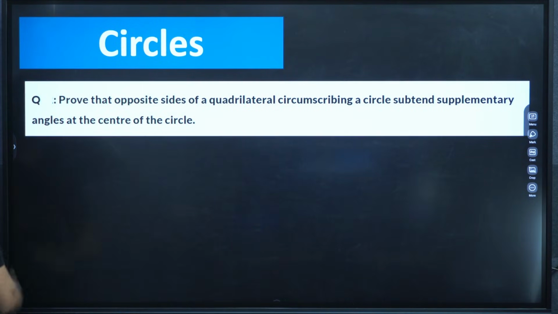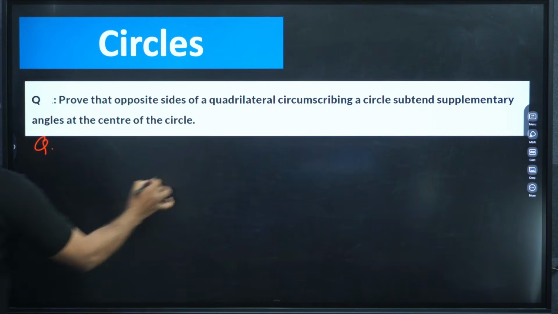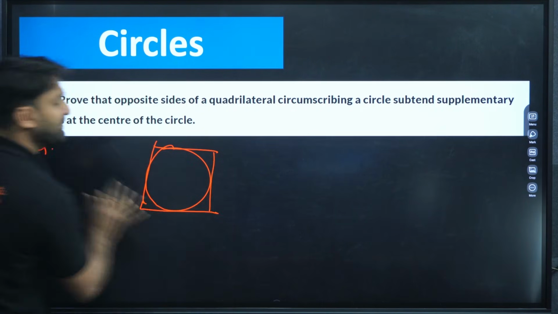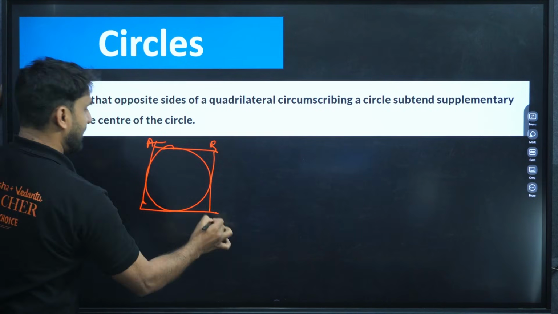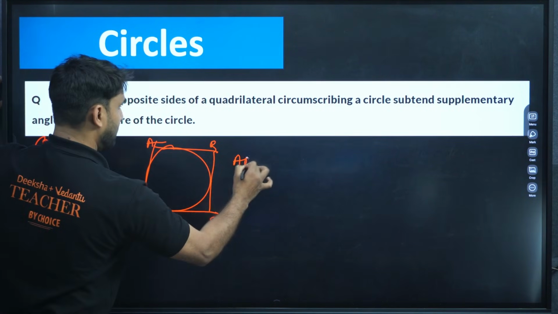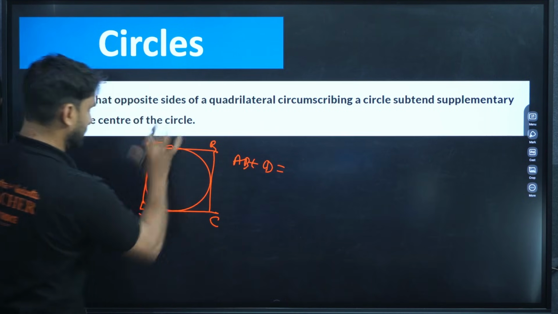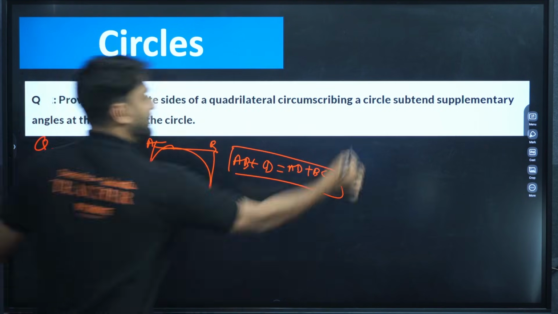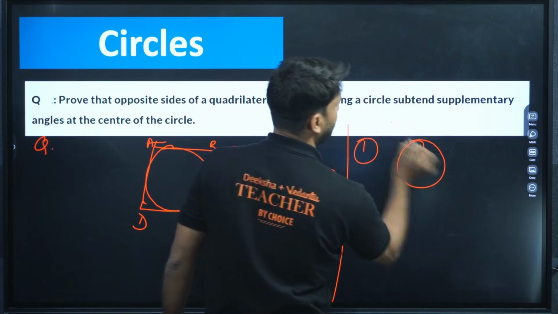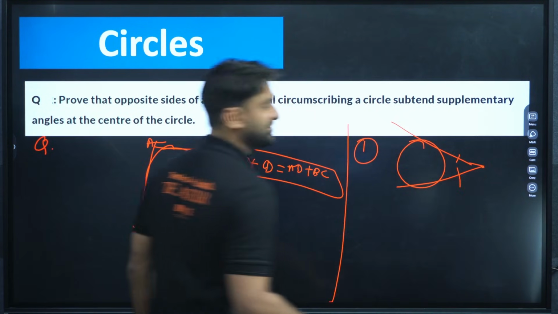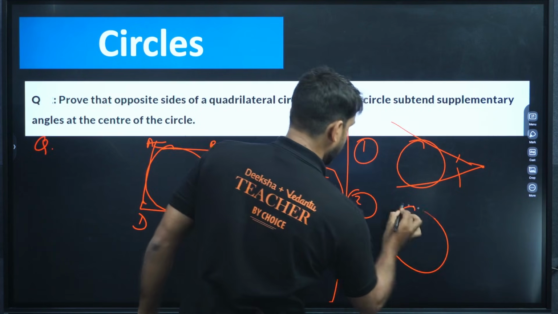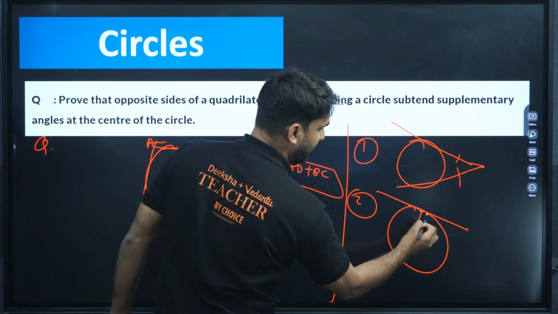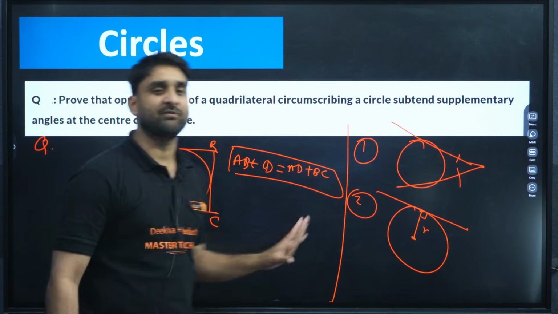Moving to the next, circle. In circle, this question is important: there is a circle and a quadrilateral circumscribing the circle, and we have to prove that AB plus CD is equal to AD plus BC. This question is important. So in circle, two theorems are there. First theorem: if we draw two tangents from an exterior point, both the tangents are equal to each other. And the second theorem: if there is a tangent and at the point of contact we draw the radius, then at the point of contact the radius is always 90 degrees. So these two theorems are very important.